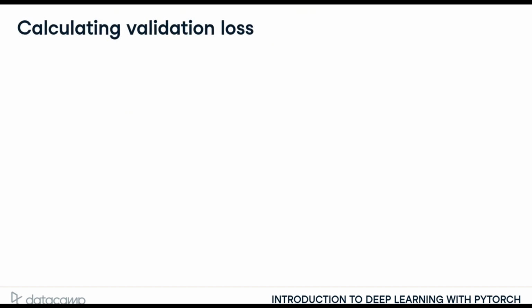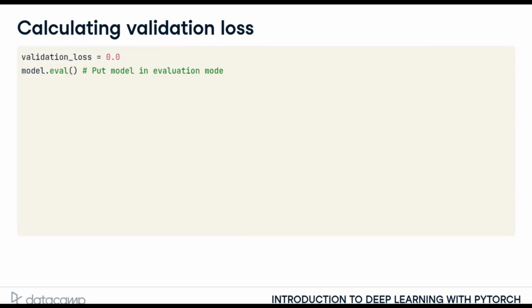After each training epoch, we run a validation loop. First, we set the model to evaluation mode using .eval, as some layers behave differently during training and validation. To improve efficiency, we use torch.no_grad, which disables gradient calculations since we don't update weights during validation.